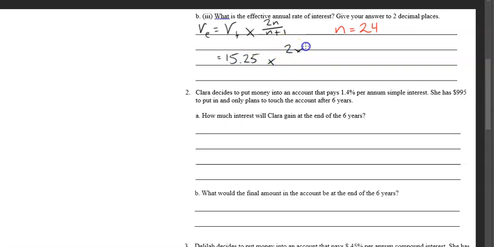Multiply this by 2 times 24 over 24 plus 1. All I'm doing is simply plugging this into the formula, and I'm hoping to get something that's close to 30%, which I do, 29.28%. So effectively, Georgia's really paying 29.28% in interest.